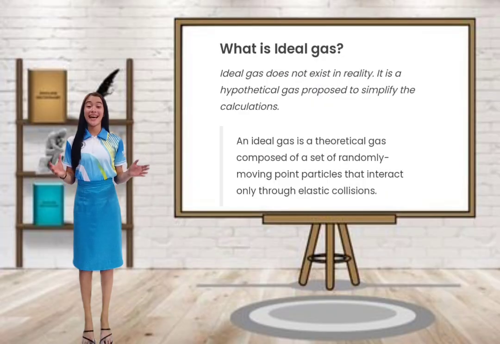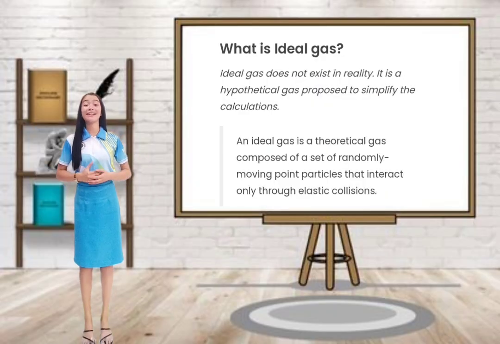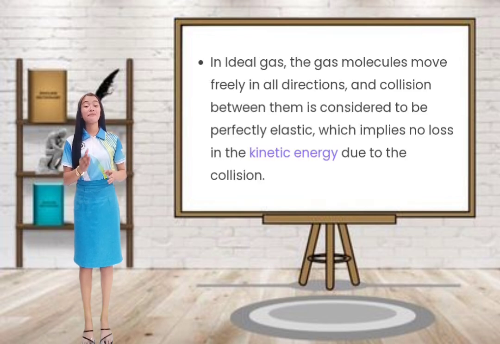An ideal gas is a theoretical gas composed of a set of randomly moving point particles that interact only through elastic collisions. In an ideal gas, the gas molecules move freely in all directions, and collisions between them are considered to be perfectly elastic, which implies no loss in the kinetic energy due to their collision.